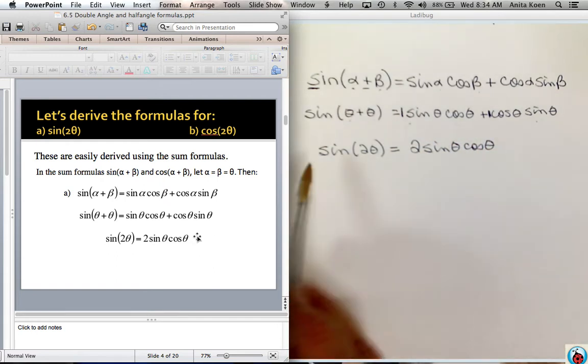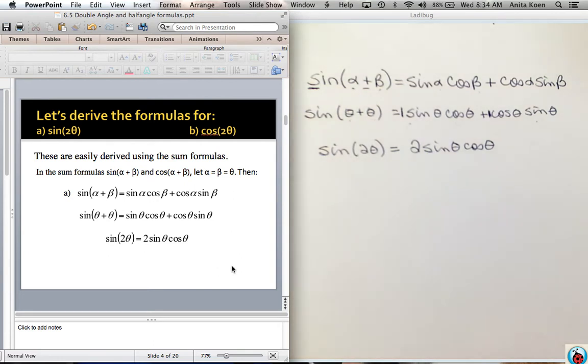Okay, so now we have derived that first formula for the sine of 2 theta.